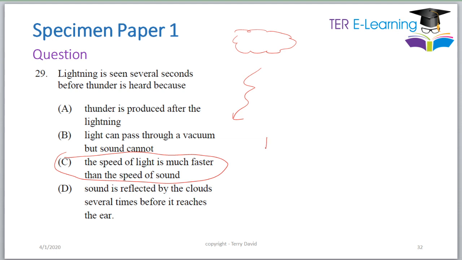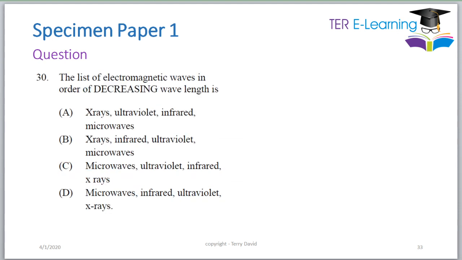So in the case of light, light travels at a speed of 3 by 10 to the 8 meters per second in a vacuum, right? In the case of sound, sound has a speed of about 340 meters per second, right? So light travels significantly faster than sound. Number 30 now.